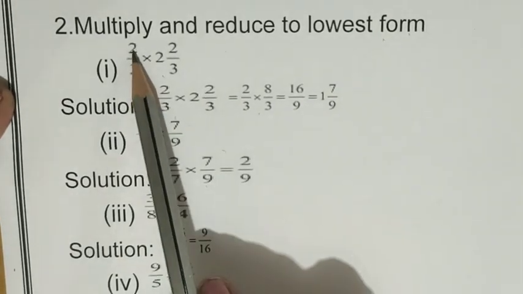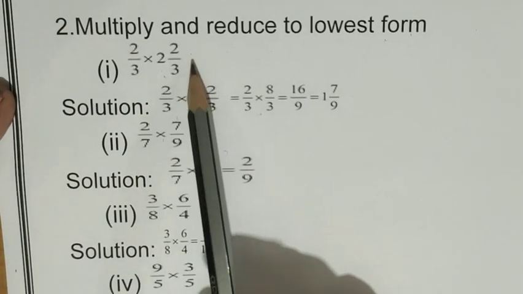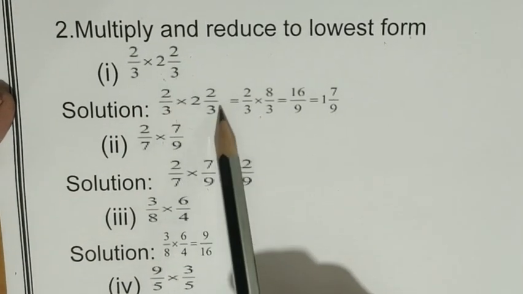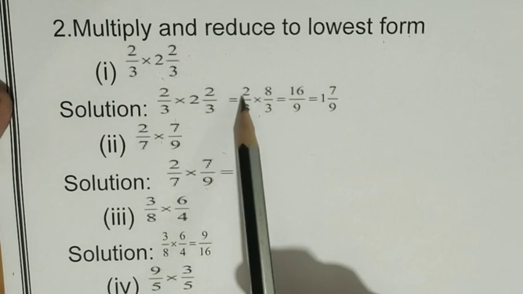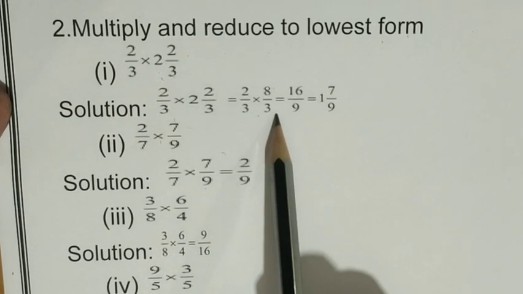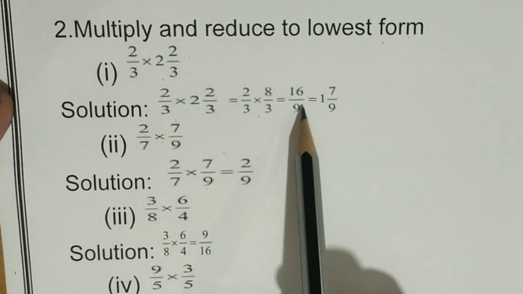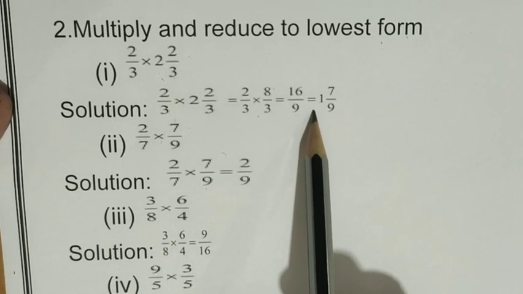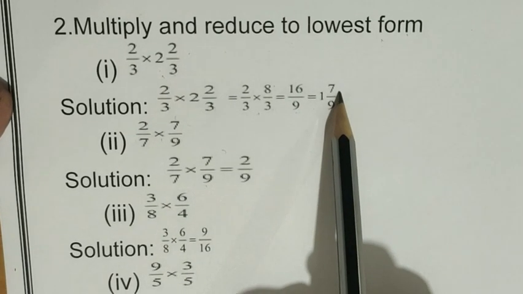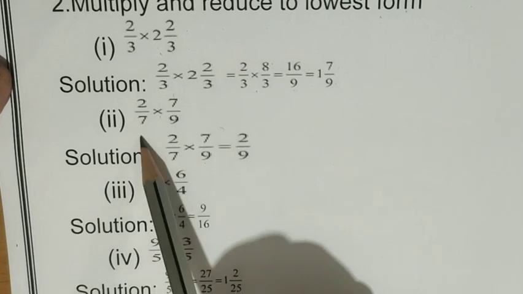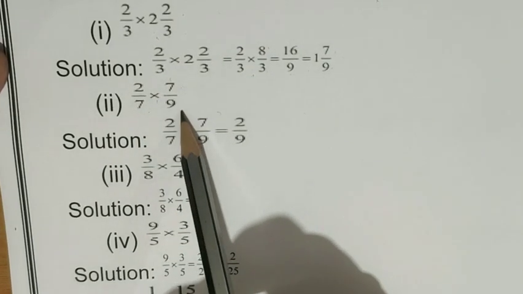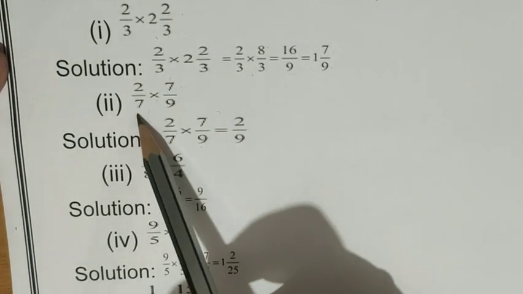The first question, 2 by 3 into 2 integer 2 by 3. You know that the mixed fraction is to be converted into improper. So 2 by 3 into 8 by 3. Now, what are the common terms? We can cancel, 16 by 9, and the final answer is 1 integer 7 by 9. Next question, 2 by 7 into 7 by 9. So 7 and 7 will get cancelled here.